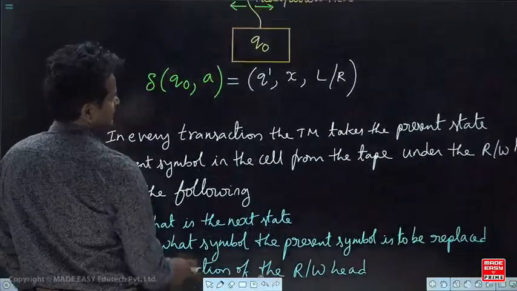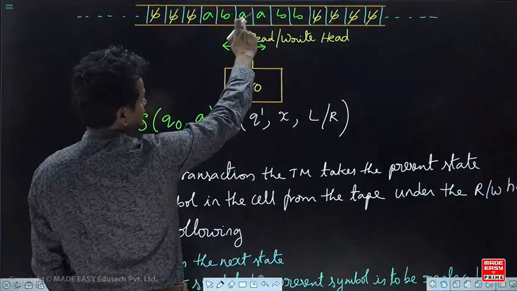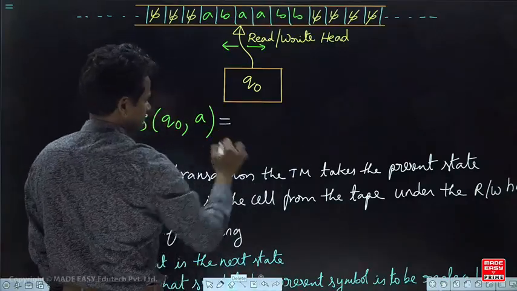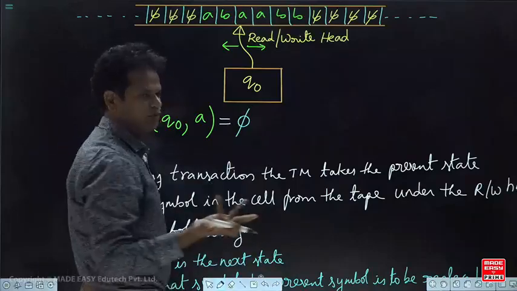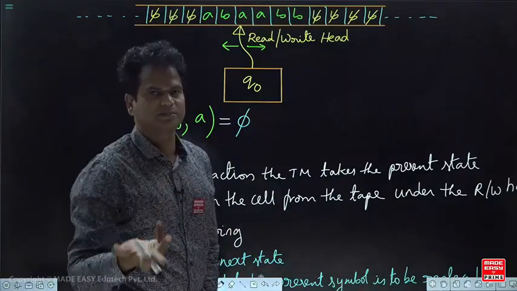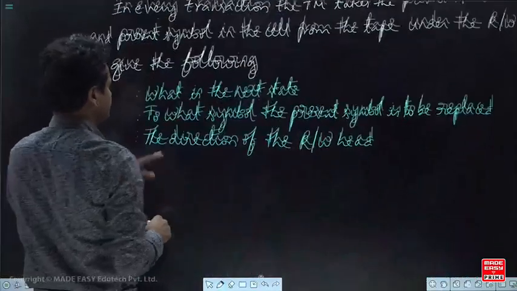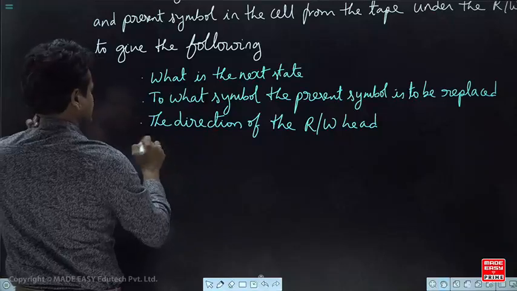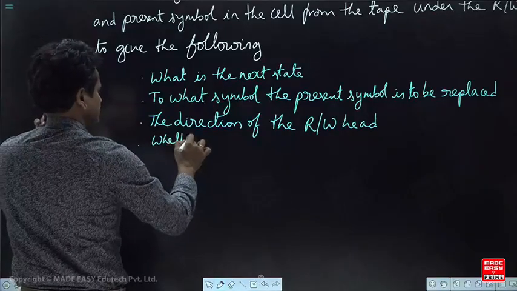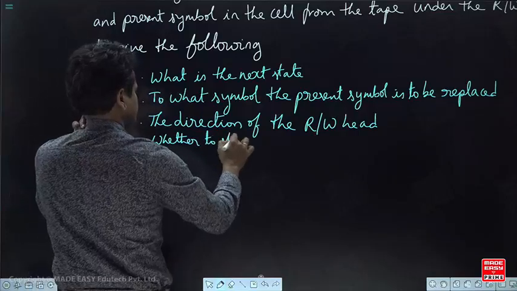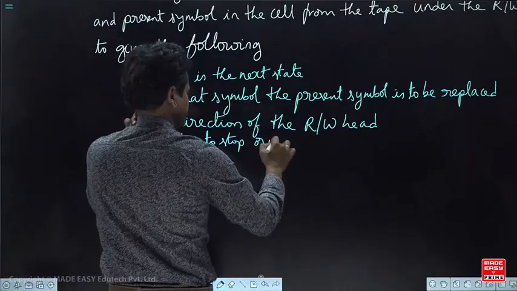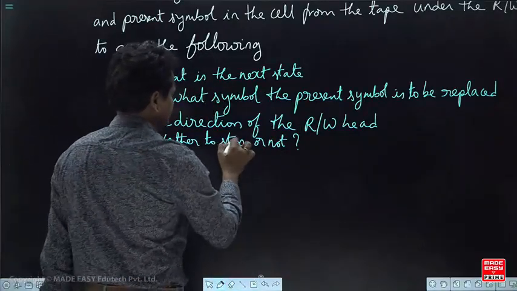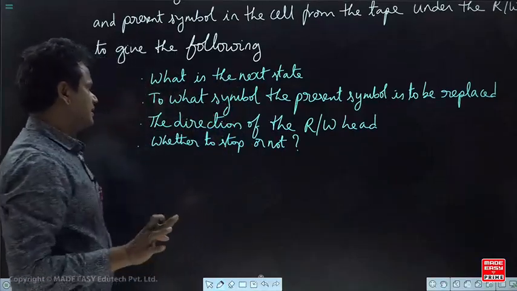Suppose, guys, I define what is the next state, what symbol to be replaced, and the direction. If I don't define, for example it is empty, then the machine stops. If you don't define, the machine stops. If you define, these three will happen. Whether to stop or not: if you have not defined, the machine stops. If you have defined, the first three will be performed. Okay?